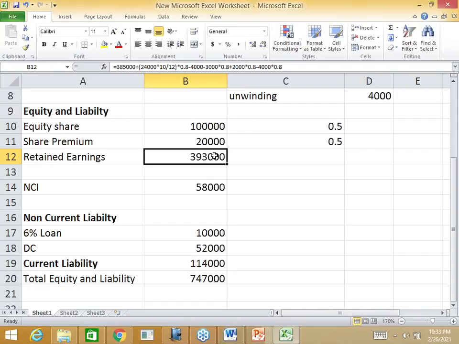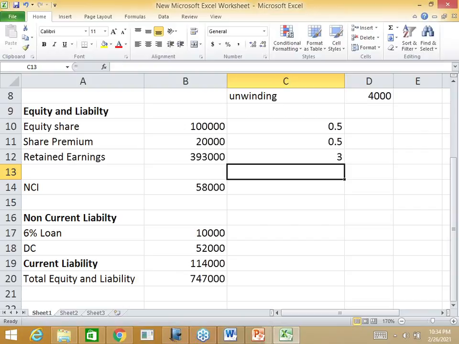Now when he clicks on retained earnings, there will be a detailed working. That's the parent company share, the post acquisition profit into 80%, minus 4,000 for the unwinding. 3,000 is the analyzed profit, 2,000 the reversal of depreciation, and 4,000 is finally the impairment loss. Everything is perfect. You will get 3 marks for this.